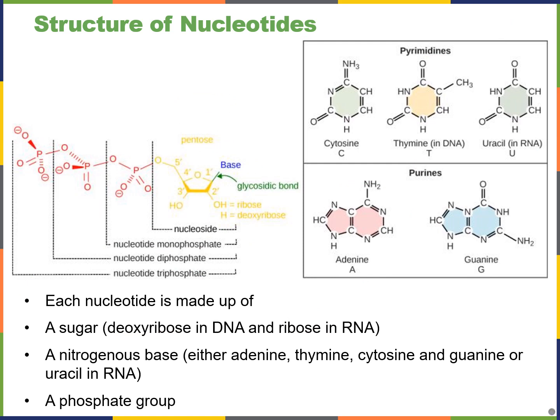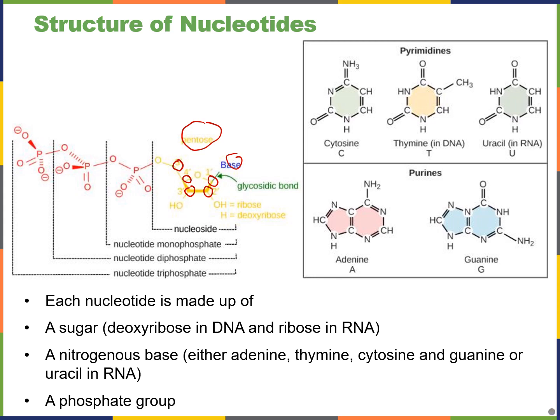Something else I want to point out that's going to be important soon is that each carbon on the pentose sugar is numbered, and they're numbered with number 1. The first carbon is over here, and that's the one attached to the nitrogenous base. Then we have carbon number 2, carbon number 3, carbon number 4, and carbon number 5.